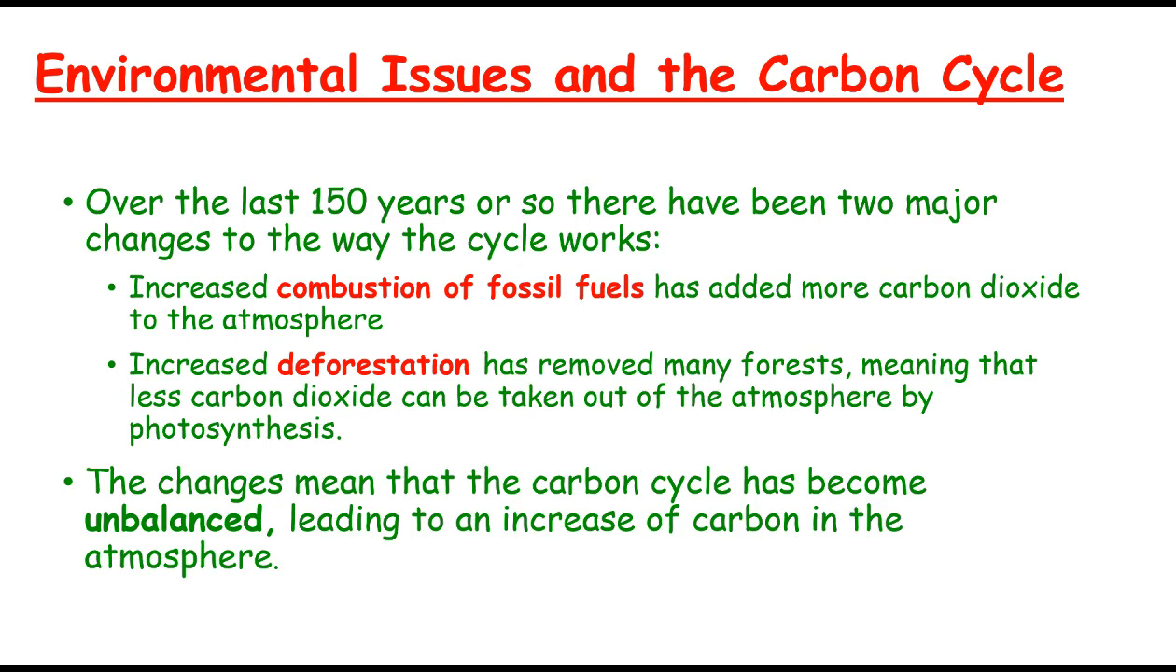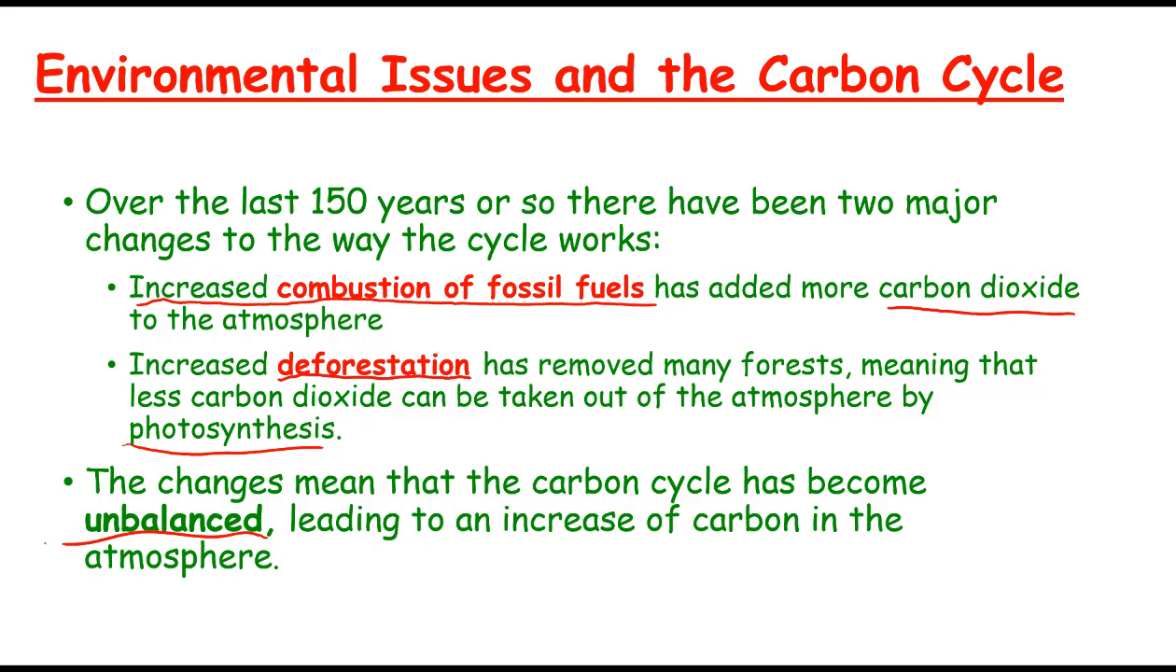Now, there's lots of environmental issues around the carbon cycle. Pretty much over the last 150 years, the carbon cycle has become imbalanced. In previous times, you used to be able to rely on there being way more plants than all the other processes, so there was always carbon dioxide removed from the atmosphere. But over the last 150 years, there has been increased combustion of fossil fuels, which adds more CO2 to the atmosphere, and more deforestation, which is chopping down trees and forests, so less photosynthesis can take place. So the carbon cycle is unbalanced.